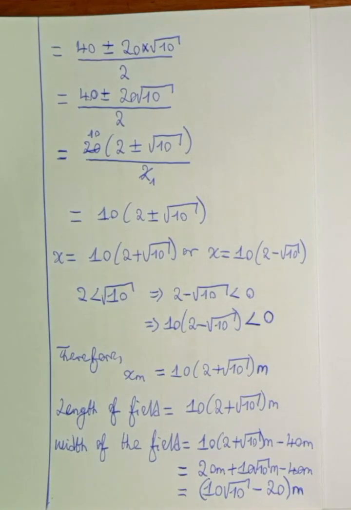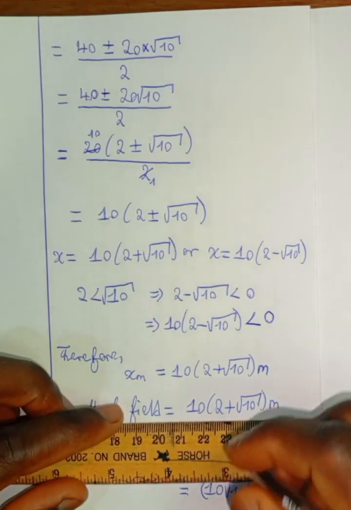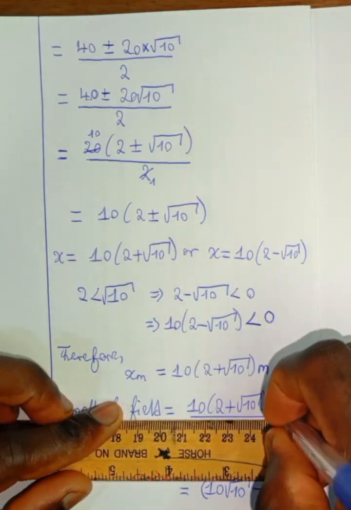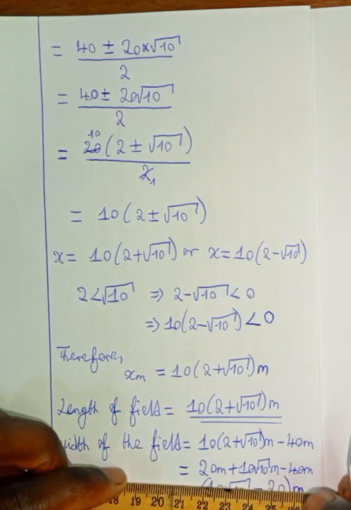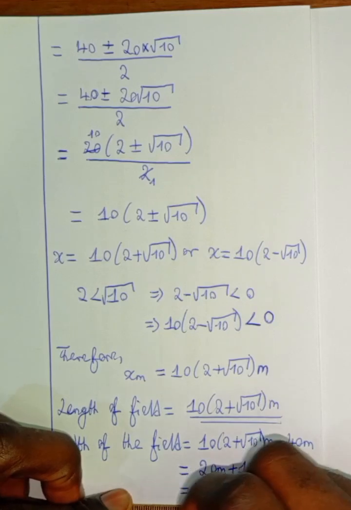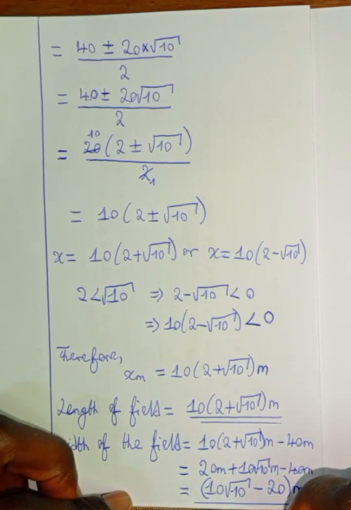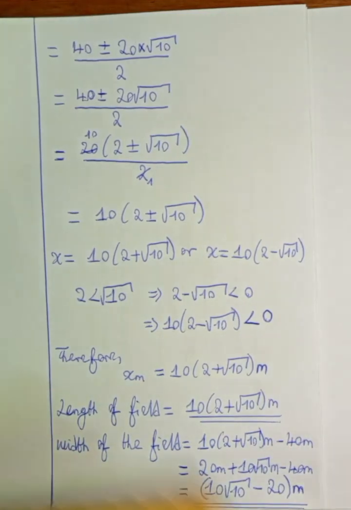So the length of that field will be 10 times 2 plus root 10 meters, and the width of the field will be 10 root 10 minus 20 meters. Let's underline the answers. So you can see how quadratic equations come from real life problems.